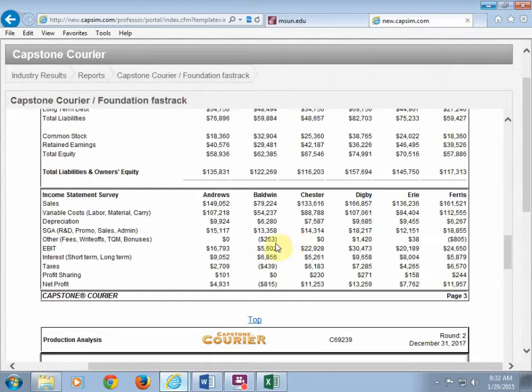Okay. Now, TQM, I'm going to tell you, is going to show up here. It says fees, write-offs, TQM bonuses. There's not a lot here right now. I don't pay much attention to this right now. But when TQM starts, I'll start paying attention to this. I'm going to tell you a good and bad about TQM.